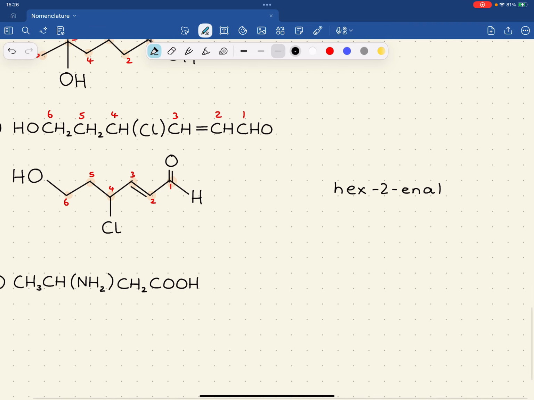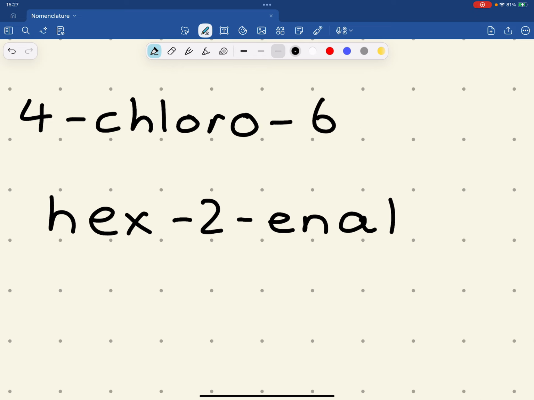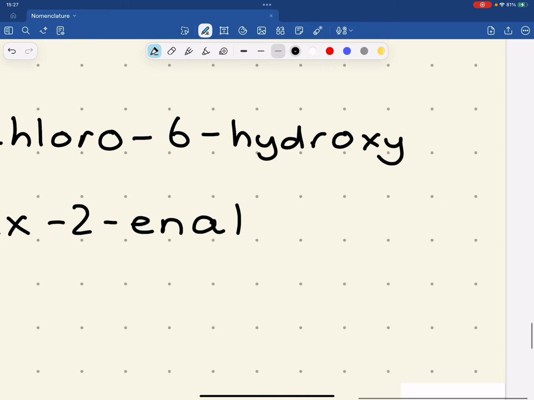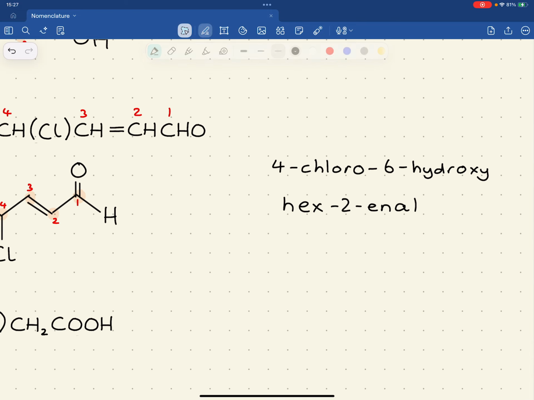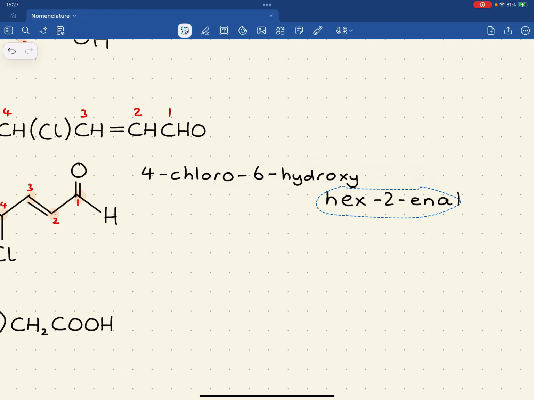So that's kind of the suffix part of the name done, hex-2-enal. Then we look at the prefix part, chlorine coming off carbon 4, an alcohol group coming off carbon 6. Alphabetically, the chloro is going to come before the hydroxy. So this then would be 4-chloro-6-hydroxyhex-2-enal.